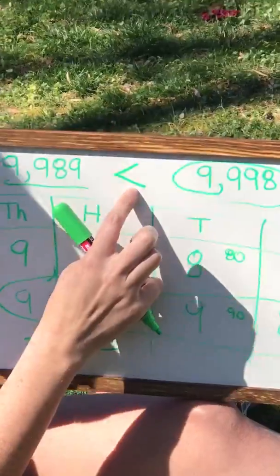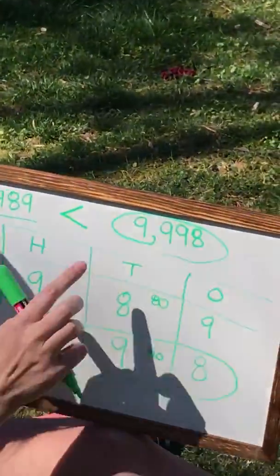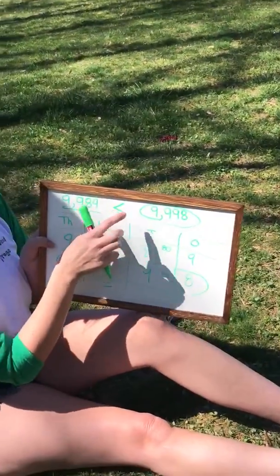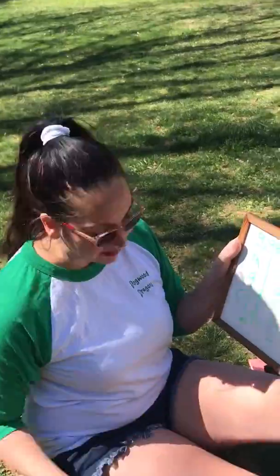Again, this is like a crocodile. Which one does he want to eat? He wants to eat the bigger one every time. So each one that's greater is going to have that crocodile going towards it. Let's try it again with some different numbers.